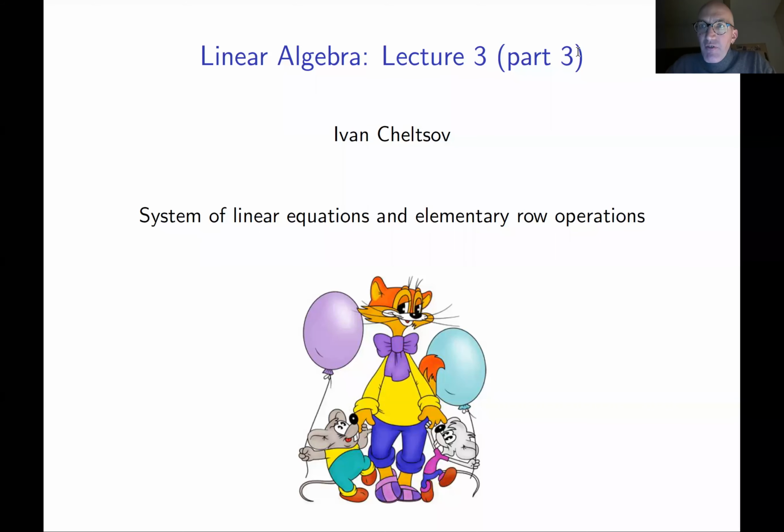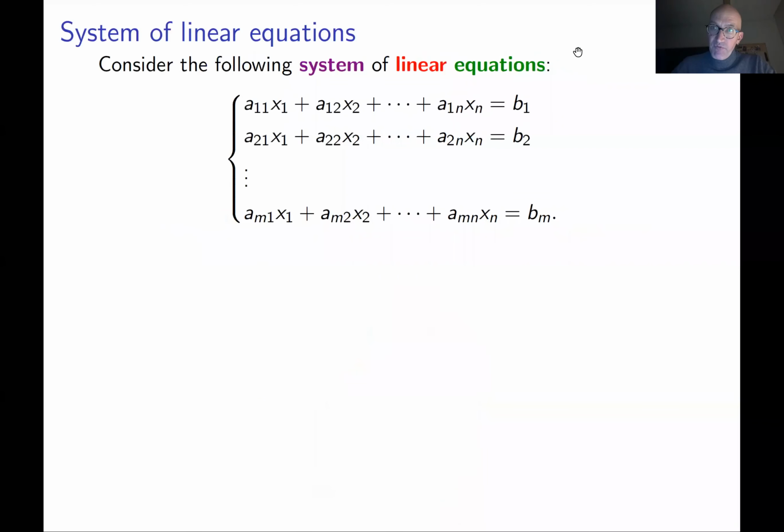Hello, this is the third, final part of lecture 3 of linear algebra, and this part is about systems of linear equations and elementary row operations. So basically, the main goal of this lecture is to apply the tools we already studied about matrices to solutions of linear equations. Okay, what are systems of linear equations?